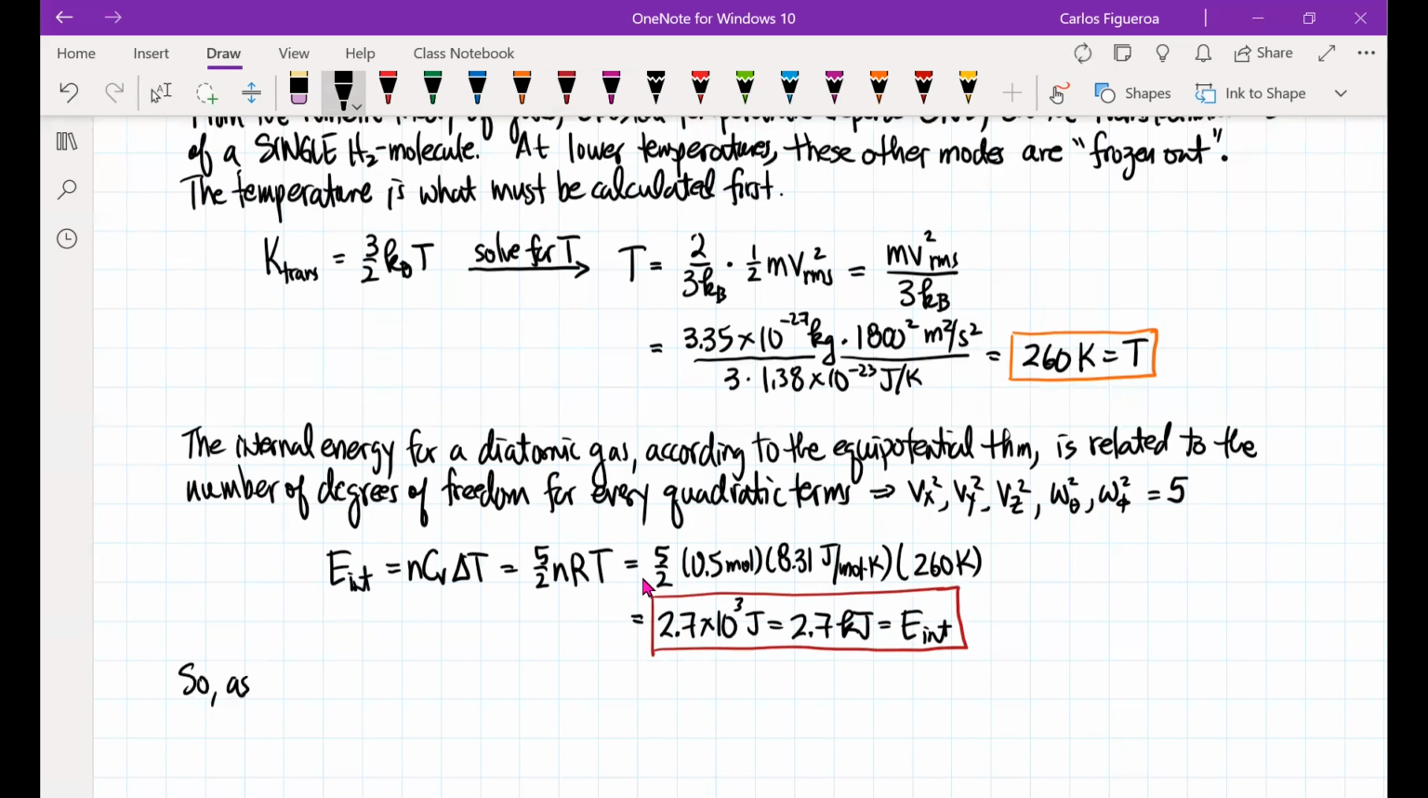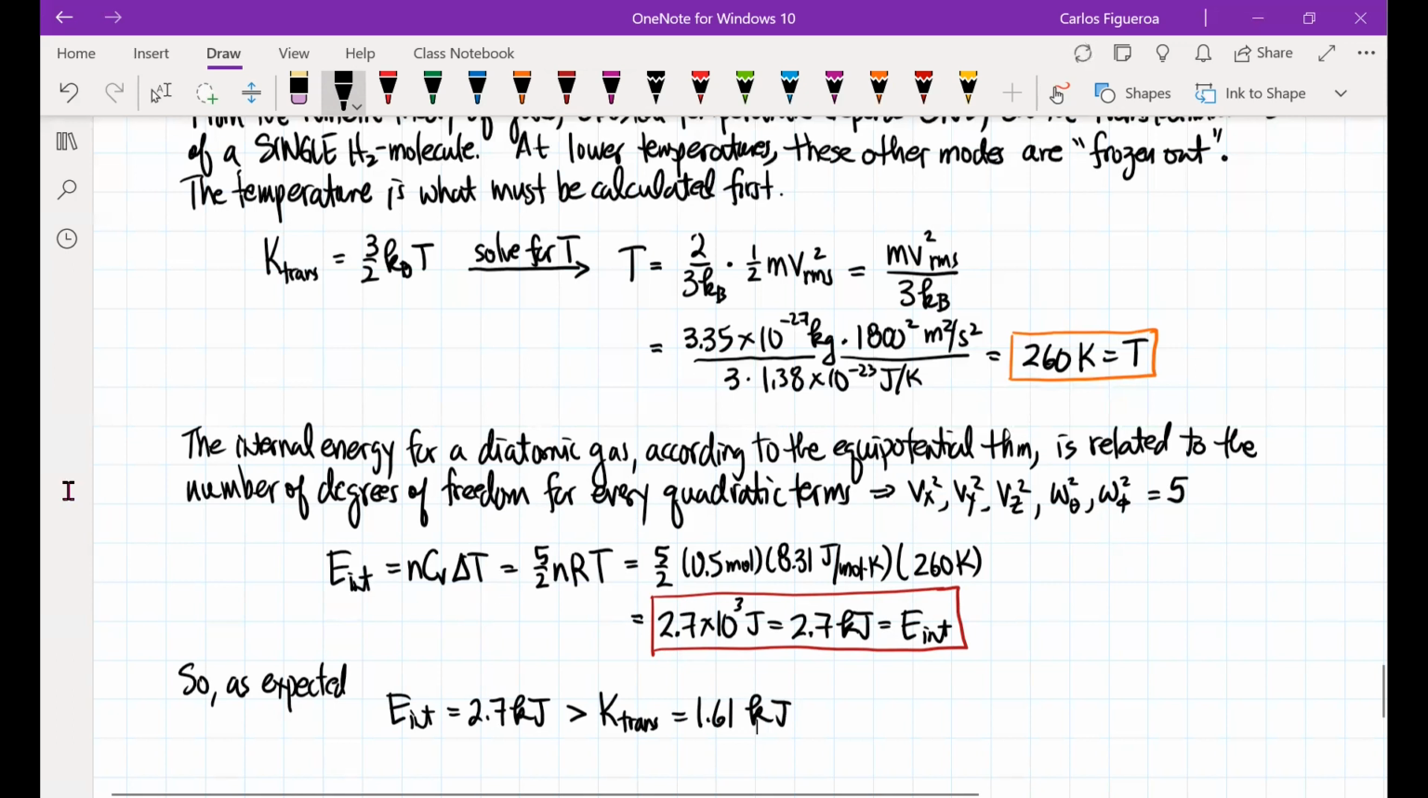So, as expected, the internal energy at this temperature is 2.7 kilojoules, which should be greater than K translational, because it's not the total energy of the system, which is equal to 1.61 kilojoules. Okay? So that's exactly what we expected, and that's what we're seeing here.